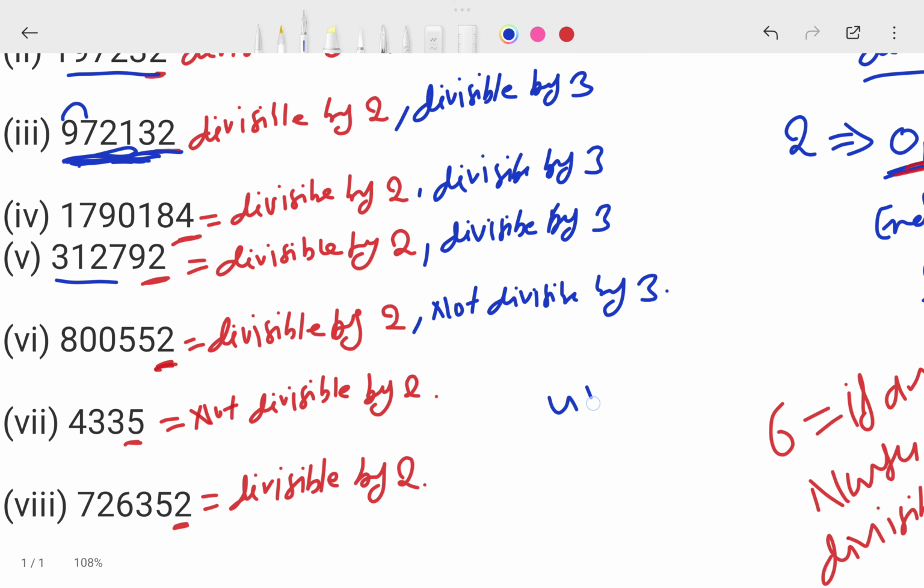Okay, now let's check this one. This is given: 4 plus 3 plus 3 plus 5. Add: 4 plus 3 is 7, 7 plus 3 is 10, 10 plus 5 is 15. Is 15 divisible by 3? Yes, in the 3 table 15 is there, so it is divisible by 3. Okay, now let's check this one.